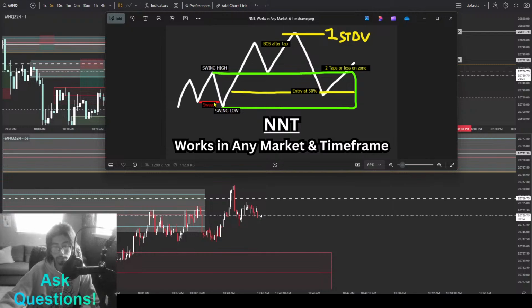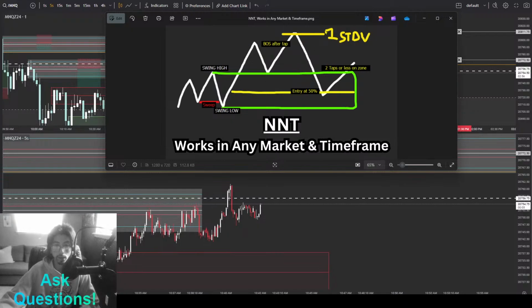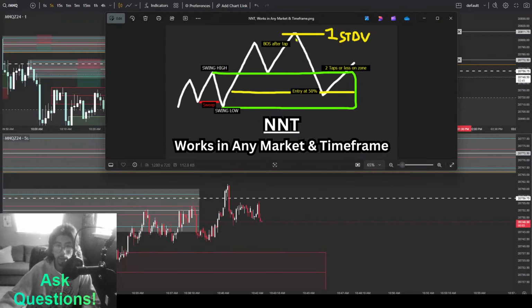Okay, we get a sweep. We then want to tap on the zone. We want to break a structure after that tap. And we want it to reach standard deviation, 1 SDV. It does not need to reach standard deviation first, it just needs to do it eventually. We just will not put our order unless we reach standard deviation. So whenever we reach standard deviation, it's 100% away from the zone.